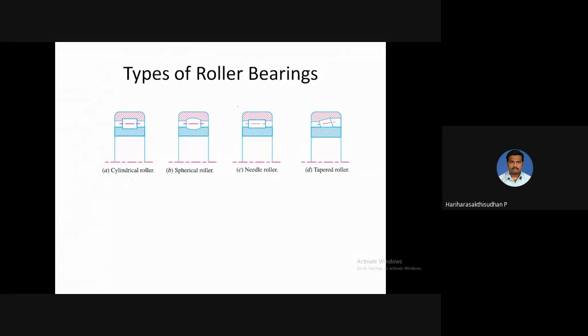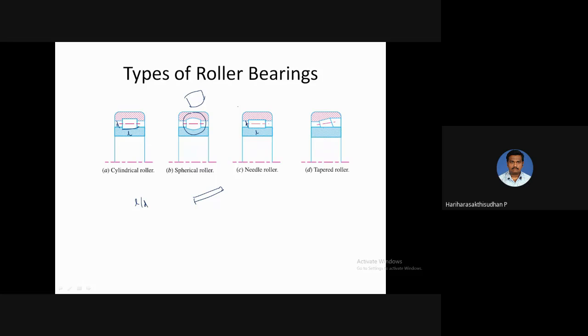Cylindrical roller and spherical roller are the varieties. You can see here the roller is quite curved on the surface in the spherical one, and needle rollers differ from cylindrical rollers by the L by D ratio. The L by D ratio is high for a needle roller, that is, the length is high and the diameter is small, like a needle. So that is why we call it a needle roller.